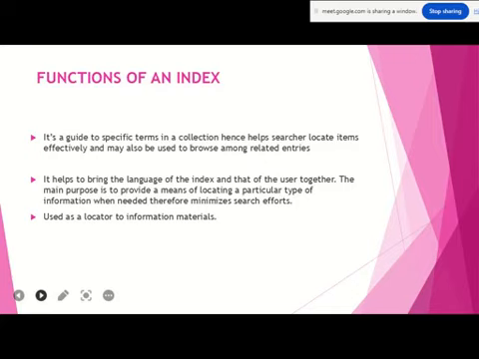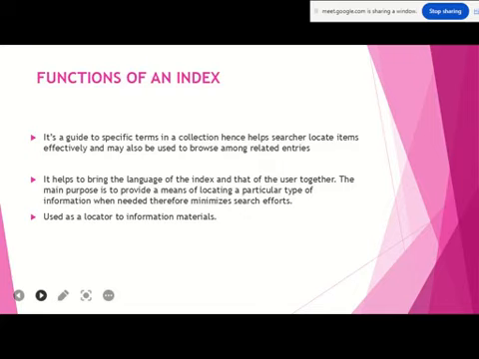Yes, Joanne? I think the use of an index is to locate and identify. Thank you. It's a locator to information materials. So an index helps us locate information materials in different information centers. You get there, you are guided.